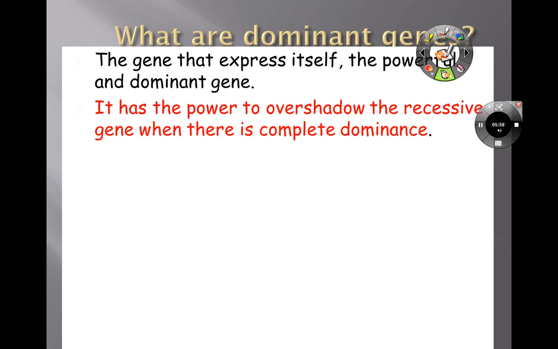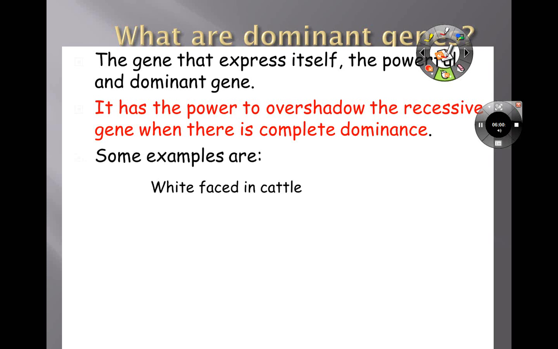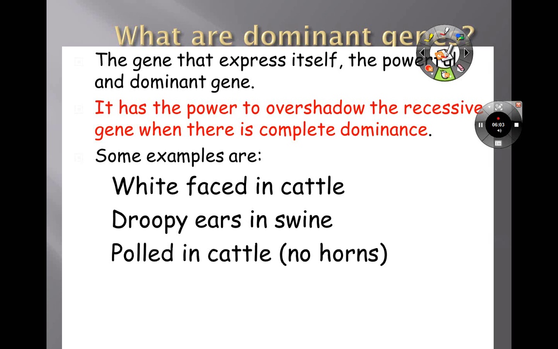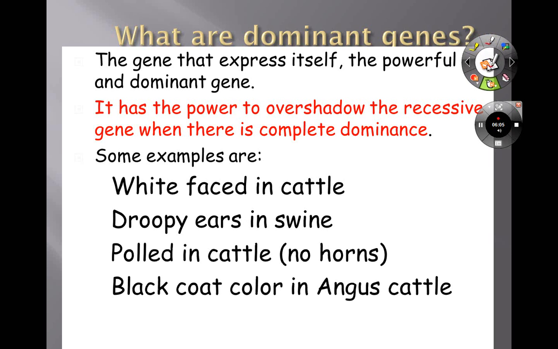Dominant genes. The genes are expressed whether they are dominant or recessive. A dominant gene has the power to overshadow the recessive ones. Some examples are white-faced cattle, droopy ears in swine, polled cattle. Polled means they don't have horns, or the black coat in Angus cattle.